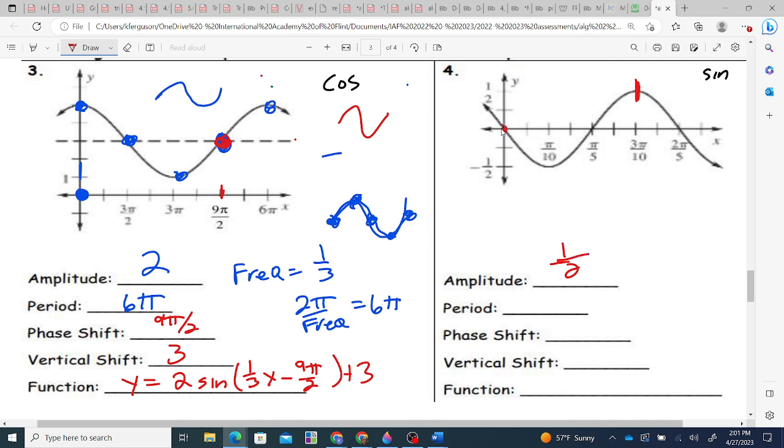Now we can say that that's 5 points. So what would be my period? 2 pi over 5. So then what's my frequency? Say it again. 5.